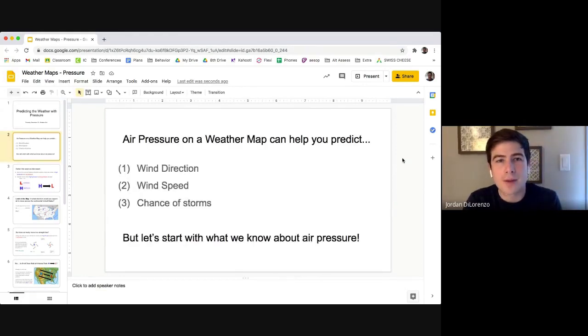So with air pressure, you can actually predict three things on a weather map. You can predict the wind direction a location is going to get. You can predict how fast the wind will be in that location. And you can predict how likely storms will occur in that area. So air pressure is a really powerful tool that you should always pay attention to when you're looking at a weather map because it's going to help you determine a lot of different factors.